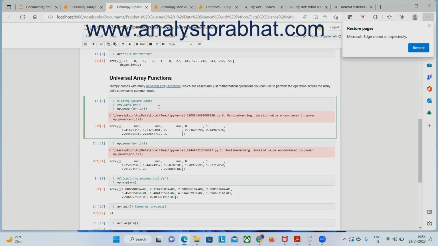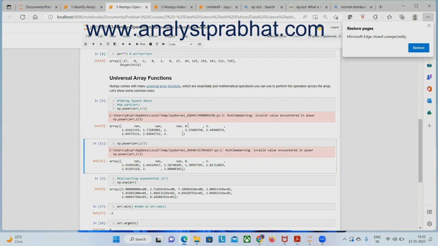Now coming to the next level, taking square roots: np.sqrt(arr), np.power(arr), all these things are there. So you can take the power, everything raised to the power. So this is going to give the square root of all the numbers. Once you take the square root of all the numbers, these are coming as imaginary numbers: minus 3 square root, minus 2 square root, minus 1 square root.